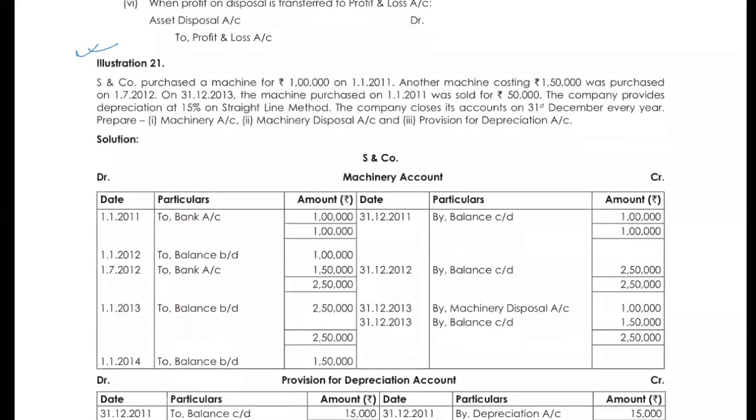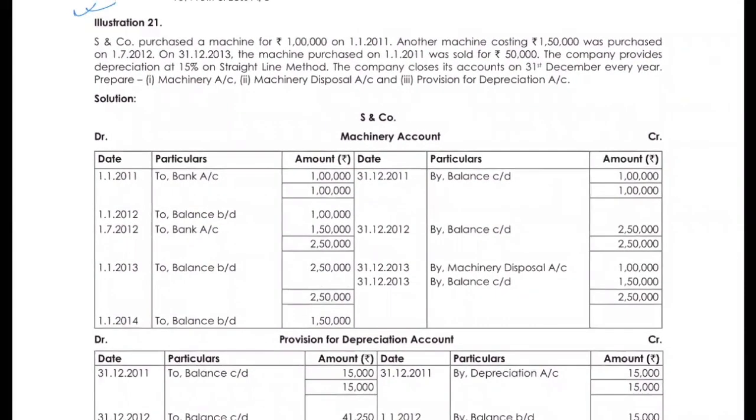Okay, so let's do one thing. Let's see an example quickly. See, illustration 21. Ace and Company purchased a machine for 1 lakh on 1st of Jan 2011. Another machine costing 1,50,000 was purchased on 1st of July 2012, that is in the next year. And on 31st December 2013, this machinery was sold for 50,000. The company provides depreciation at the rate of 15% on straight line method. The company closes its accounts on 31st December every year. Prepare machinery account, machinery disposal account, and provision for depreciation account.